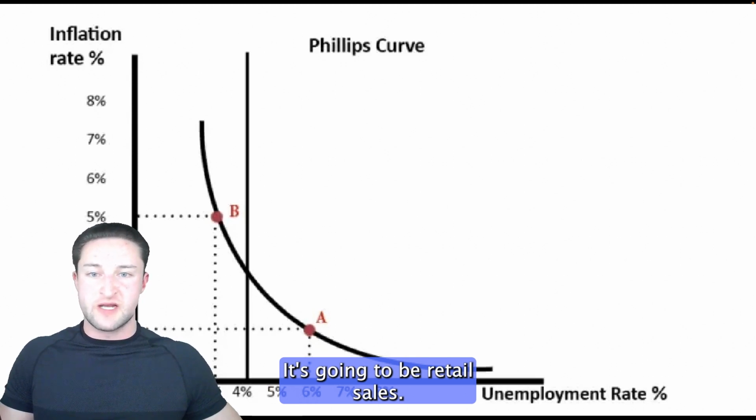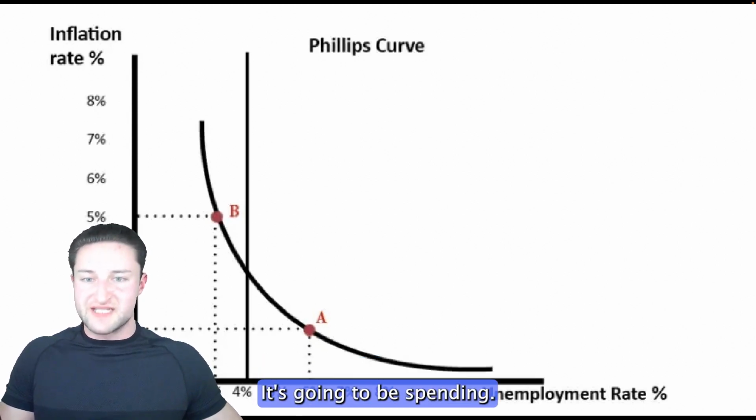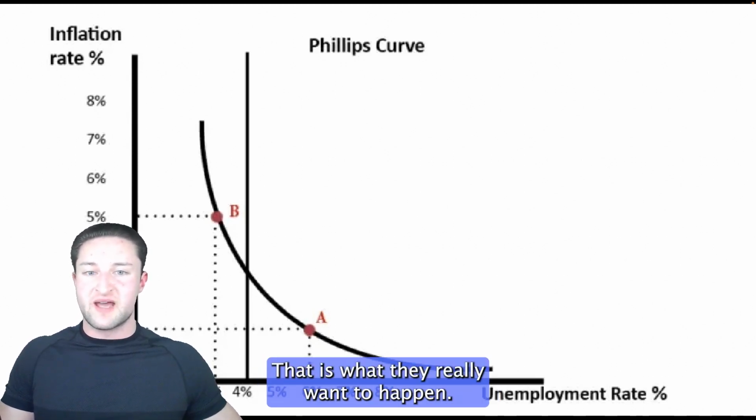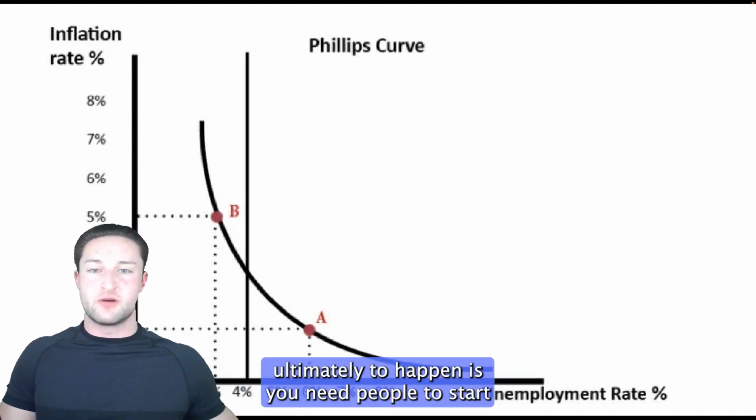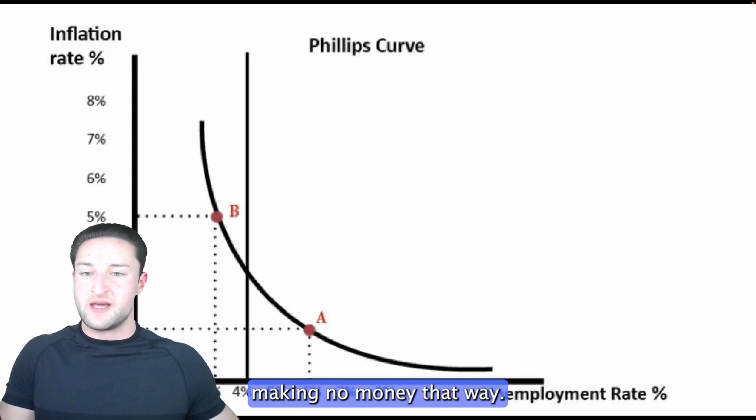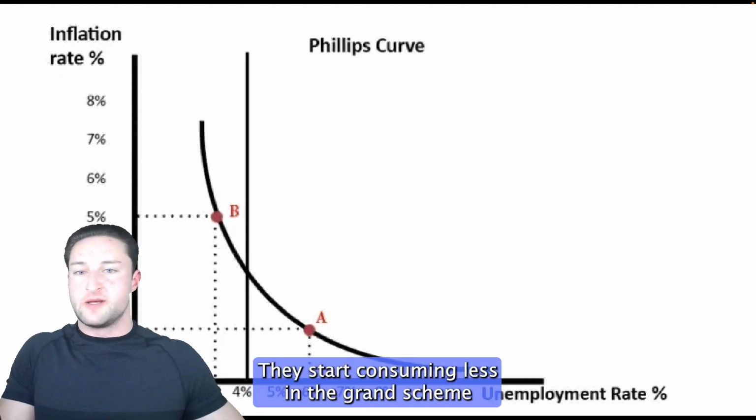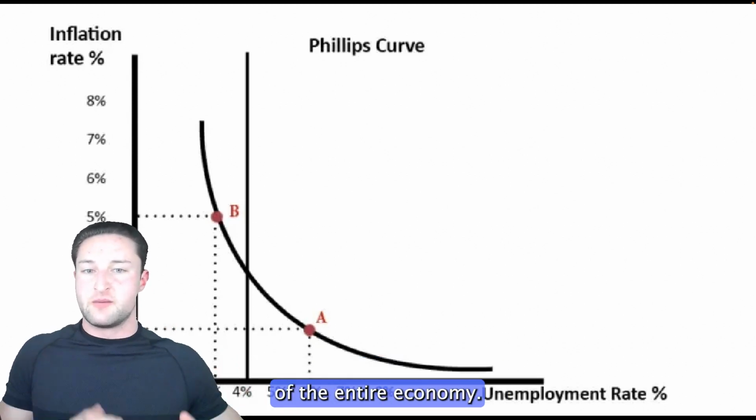It's going to be retail sales. It's going to be consumer demand. It's going to be spending. That is what they really want to happen. Unfortunately, unemployment has to go up for that ultimately to happen. You need people to start making less money, or going unemployed, making no money. That way they start consuming less in the grand scheme of the entire economy. That's just what has to happen.